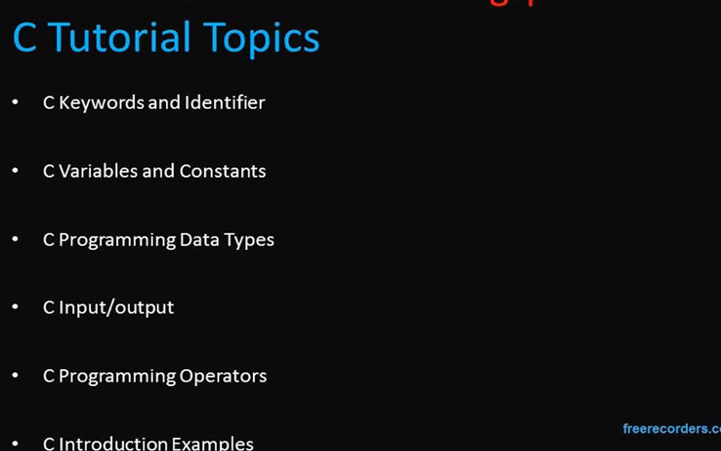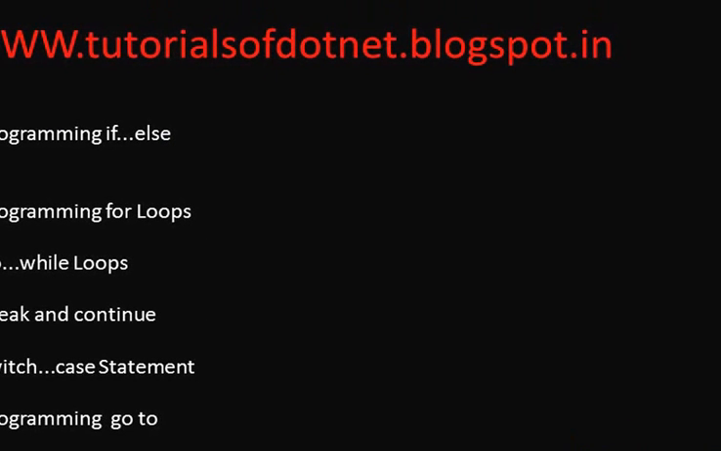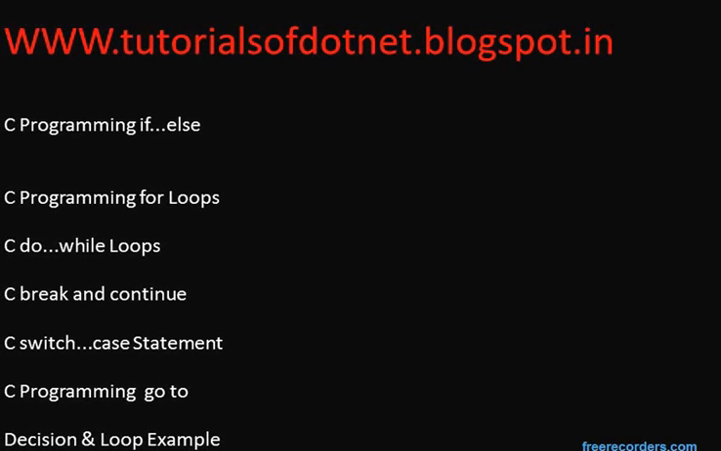Let's see what topics we are going to discuss in this entire tutorial. There are C keywords and identifiers, C variables and constants, C programming data types, C input output, C programming operators, if else, for loops, do while loops, break and continue, switch case statements, goto, decision and loop examples. And note, guys, I'll definitely give a number of examples after the end of each concept. So you'll get more practice on that, and you'll get a grip on the programming knowledge.